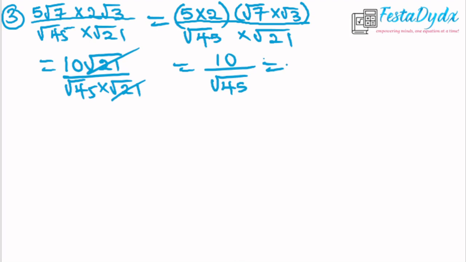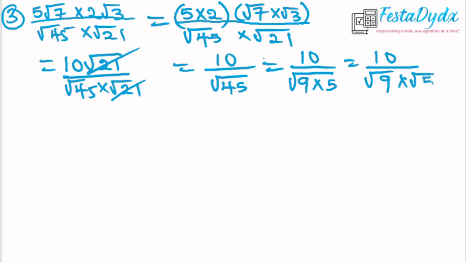So root 45 being a single surd, we have to break it to a basic surd. So now 10 all over root 45. I'm going to bring out 9 times 5 as the factors of 45. So 10 all over root 9 times root 5. Remember, you have to split it. So we have 10 all over, what is the square root of 9? The square root of 9 is 3, and then we'll have our root 5.